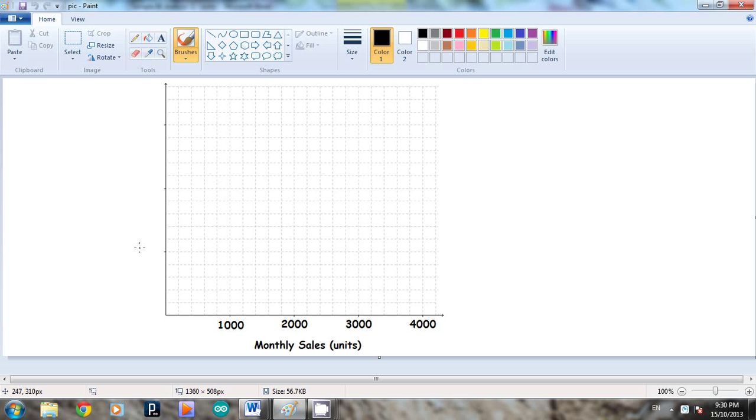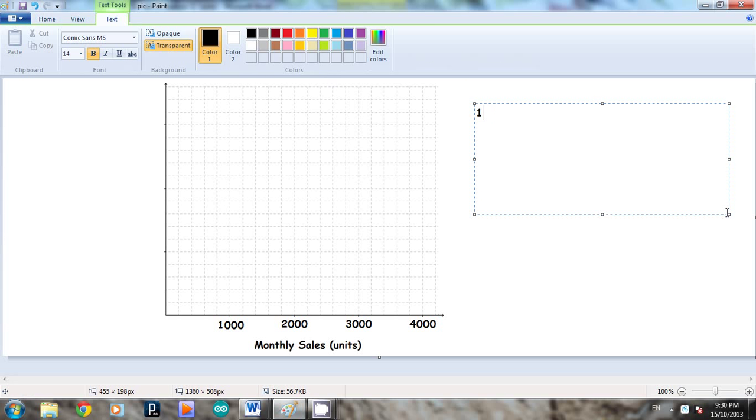I'm not going to put a number next to each one. I'm just going to use these big black marks here. This one's here, and each of them will be 10,000, so I'm just going to label it like so. 10,000, 20,000, 30,000. All right.